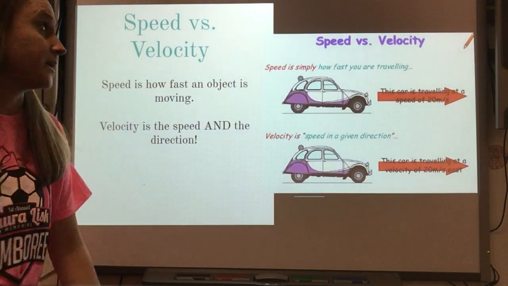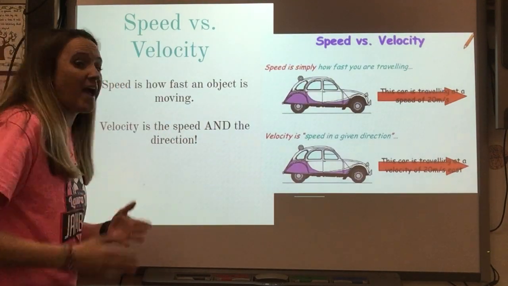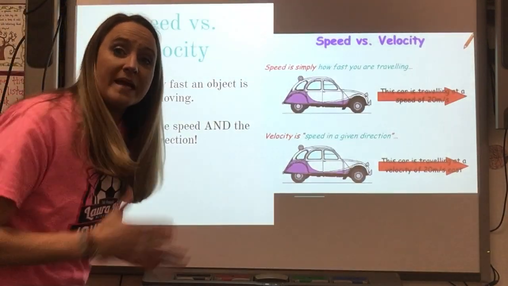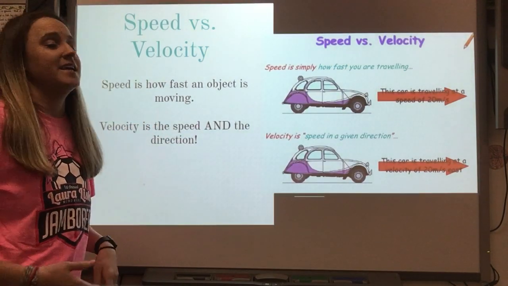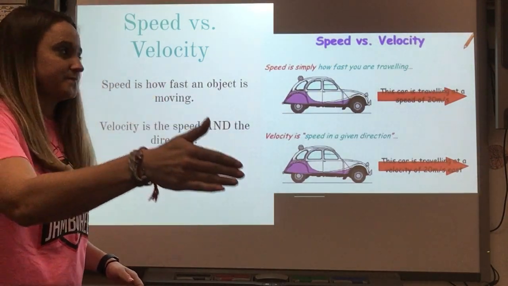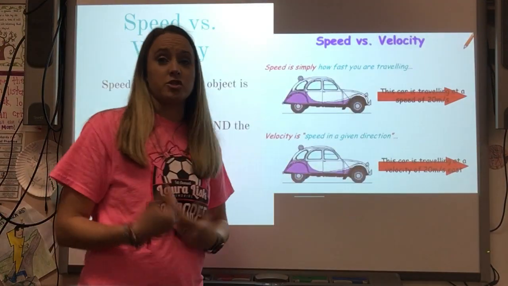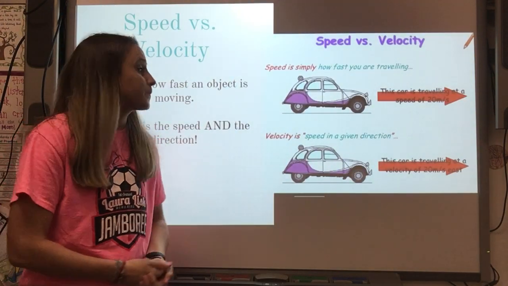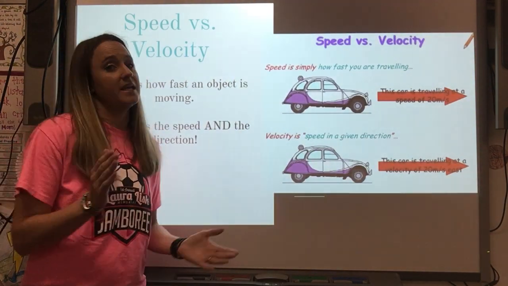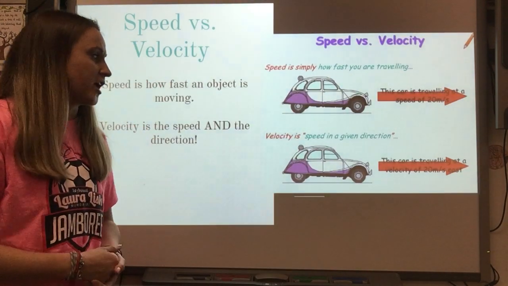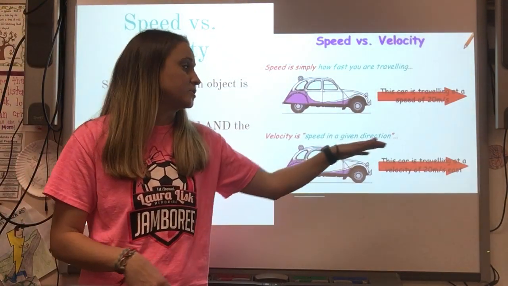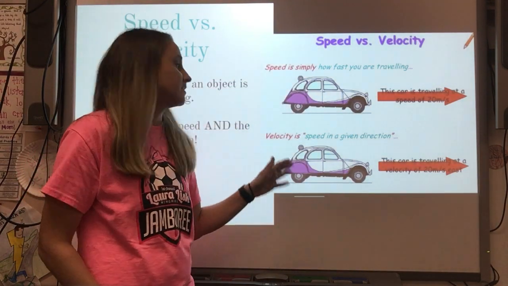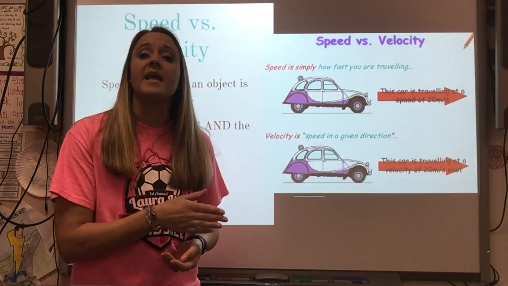Speed versus velocity. Speed is how fast an object is moving. So the motion that goes with the vocabulary word speed is speed. Now, velocity is speed and direction. So speed is simply how fast you're traveling. The car is traveling at 20 meters per second. The velocity is speed in a given direction. This car is traveling at a velocity of 20 meters per second east. Speed, how fast? Velocity, speed in a given direction.